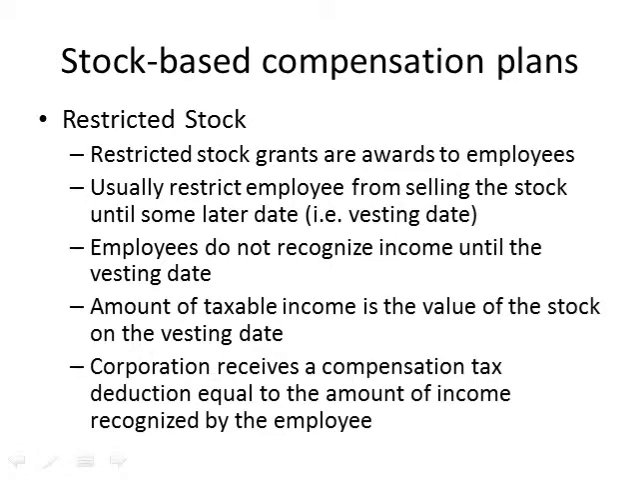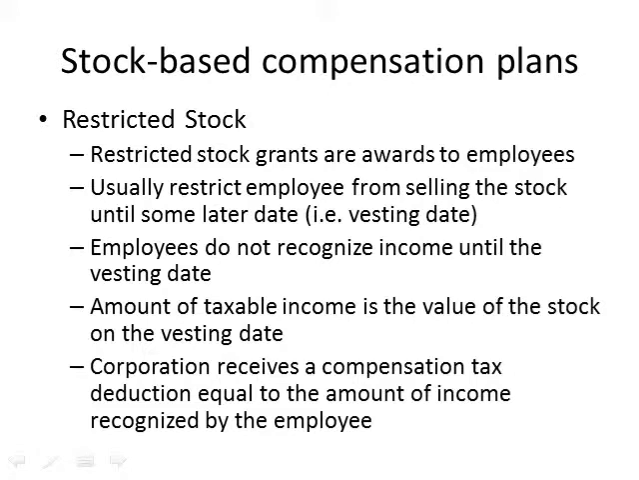So let's first talk about restricted stock. What restricted stock are, they essentially represent grants or awards to employees, right? And they allow the employee to receive some certain number of shares of stock. So they're granted X number of shares of a restricted stock that has a current stock price of some amount. Usually the employees are restricted from selling the stock until some later date, and that's referred to as a vesting date. And under a restricted stock grant, the employees don't recognize any income until the vesting date.